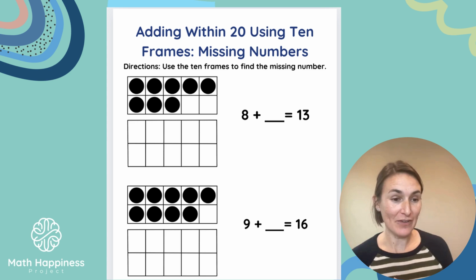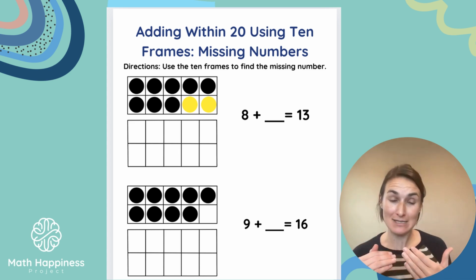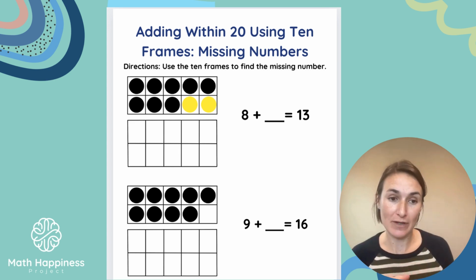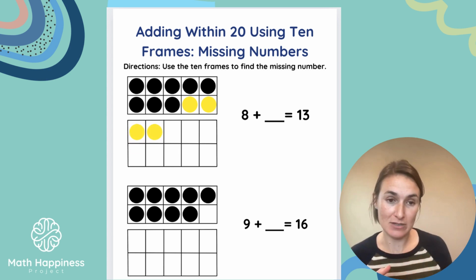So if I have 8 filled in, I then need to fill in the next box, 9, and then 10. And then I'm at 10, but I need to keep going. I need to get to 13. So now I have to go to the next 10 frame. I fill in one more for 11, 12, and 13. I've gotten to 13. I've added some.